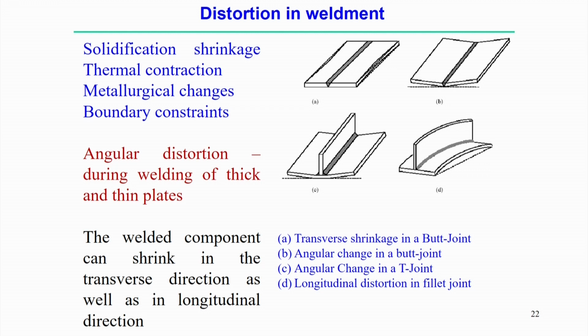But what is the reason for the generation of the distortion? The welded component can shrink in different directions depending upon the nature of the weld joint, which means deformation may happen in both the transverse as well as the longitudinal direction. Buckling may also happen, and accordingly we can classify the different types of distortion in a welded structure.